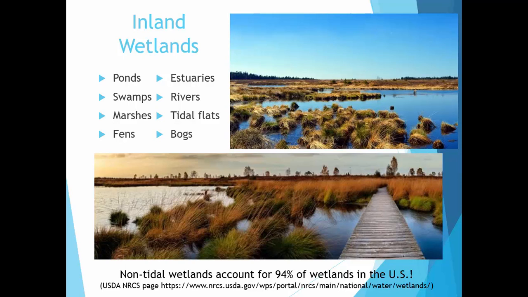So here's some different pictures of fens and bogs, and note that non-tidal wetlands account for 94% of wetlands in the United States. So most of our wetlands are non-ocean connected bodies of water, unless you look at the grand scheme of how everything is connected, but in terms of immediate connections they are not. And so they are mostly freshwater, although there are some salty lakes.